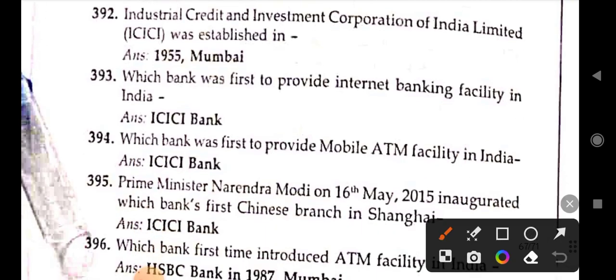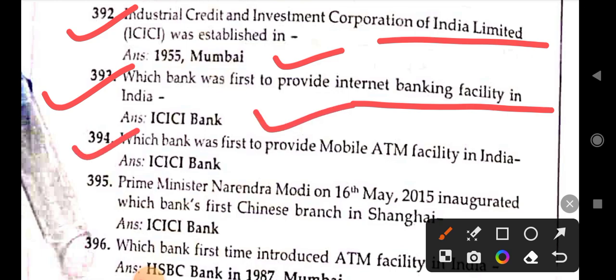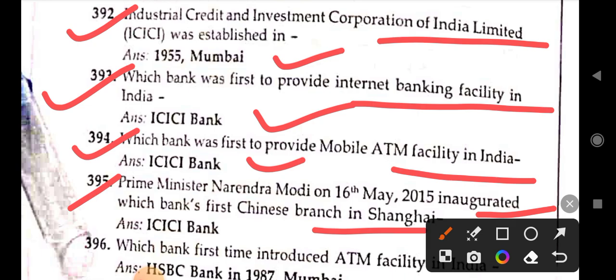Next, Industrial Credit and Investment Corporation of India Limited (ICICI) established in 1955, Mumbai. Which bank first provided internet banking facility in India? ICICI Bank. Which bank first provided mobile ATM facility in India? ICICI Bank. Next, Prime Minister Narendra Modi on 16th May 2015 inaugurated which bank's first Chinese branch in Shanghai?